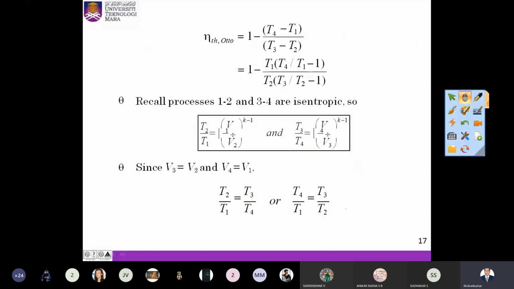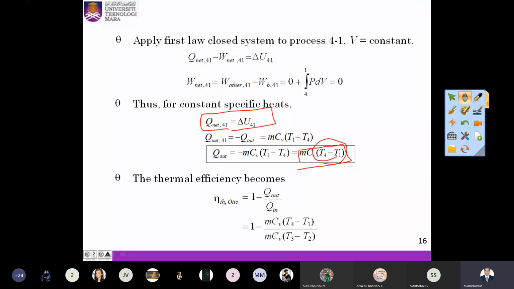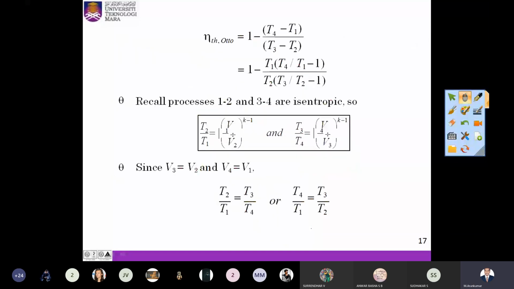Then this can be written. So mCv is constant in both the terms, numerator and denominator, so we can cancel that. Then finally we can have the equation as like this. Then we can take the temperature 1 and temperature 2 outside. If you take T1 outside, we can have T4 by T1 minus 1. If you take T2 in the bottom, we can have T3 by T2 minus 1 as a final equation. Right. So this is the thermal efficiency of Otto cycle.